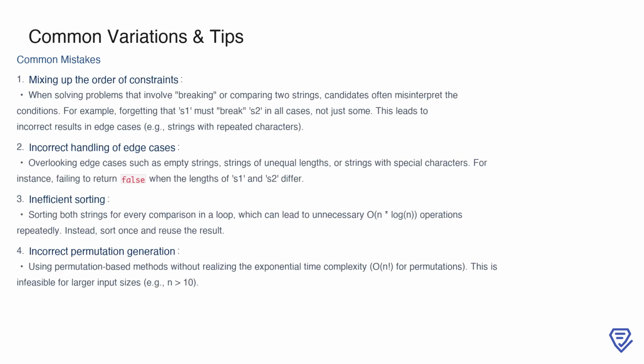One common mistake when approaching this problem is mixing up the order of constraints. For instance, it's crucial to remember that if S1 is supposed to break S2, this must hold for all characters after sorting, not just some. Misunderstanding this can lead to incorrect results, especially in edge cases like strings with repeated characters.